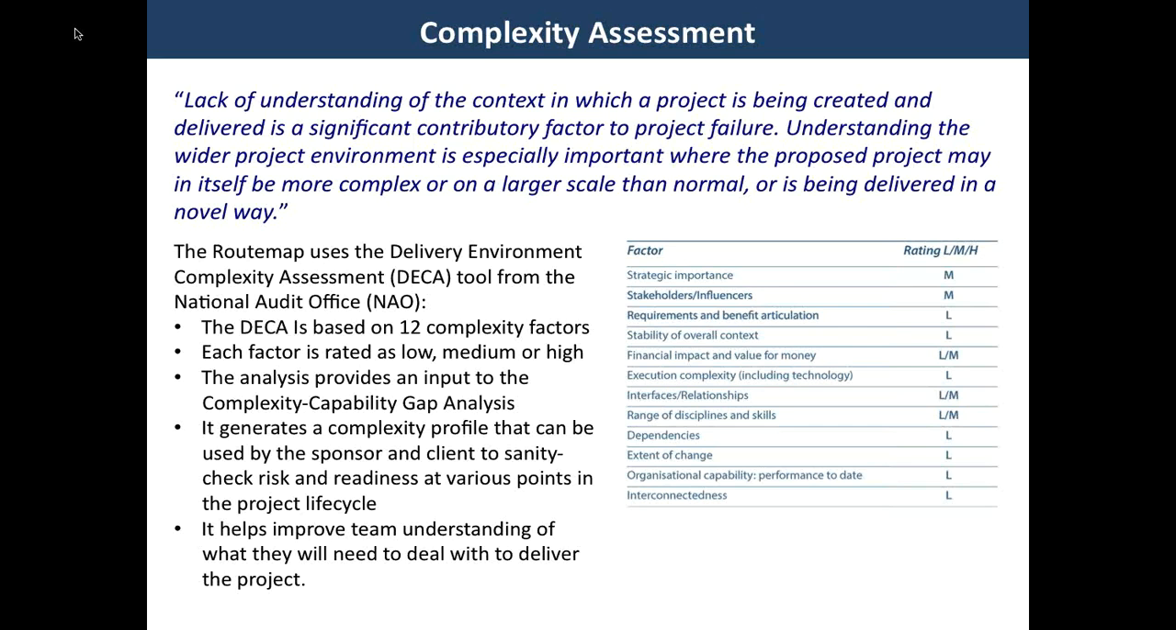It is this analysis that provides input into the complexity capability gap analysis, and it also generates a profile, so low, medium, high, red, amber, green, for each project that can be used by the sponsor and client to sanity check risk and readiness at various points in the project life cycle. So if you have a profile that is primarily red or primarily high complexity, this should be used to inform the rest of your decision making and used to sanity check that you're managing these specific areas. Overall, it helps to improve the team understanding of what they will need to deal with when they're delivering a project.